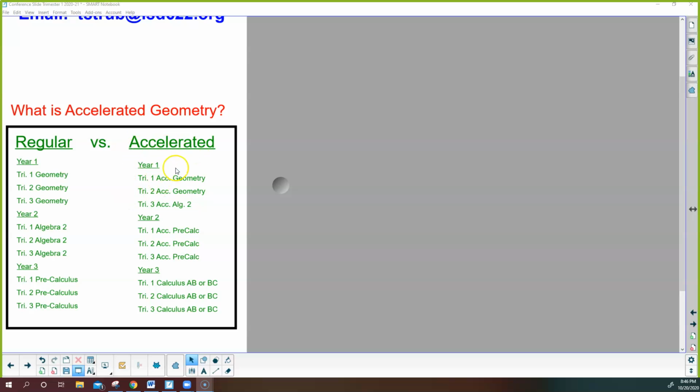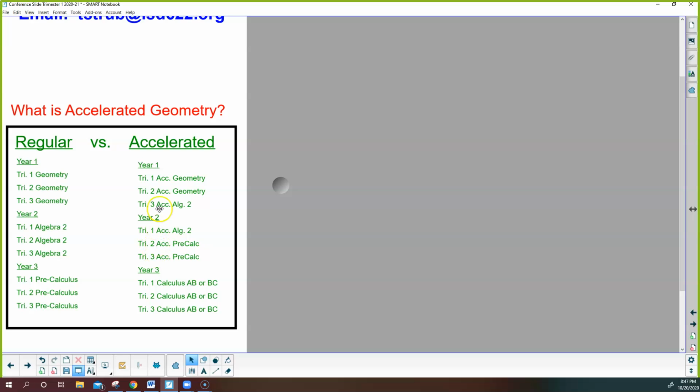So if a student is an accelerated, that means they're currently in my geometry class. I think of that as year one. Now, some students are sophomores, some students are freshmen. But what they're going to do is they're going to take geometry in the first two trimesters, and then of this year, they start accelerated algebra 2. Next year, oops, this should actually say algebra 2. So next year, then they would finish accelerated algebra 2 and start pre-calculus and finish that in trimesters 2 and 3.